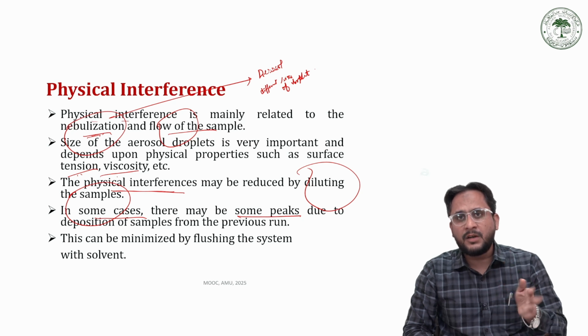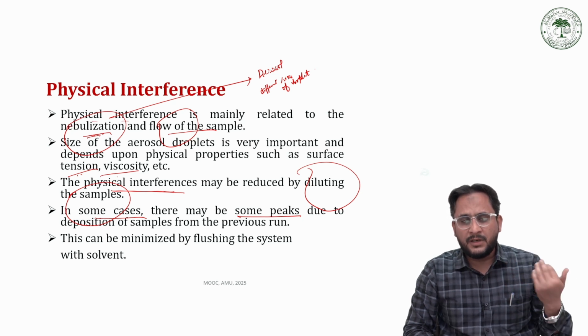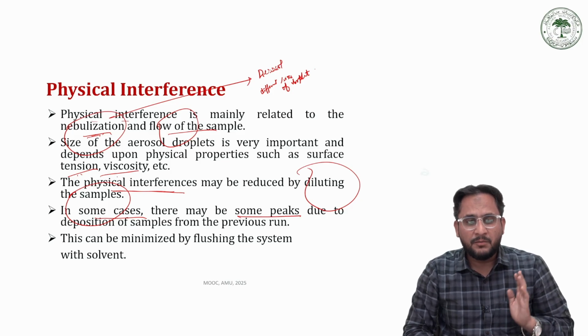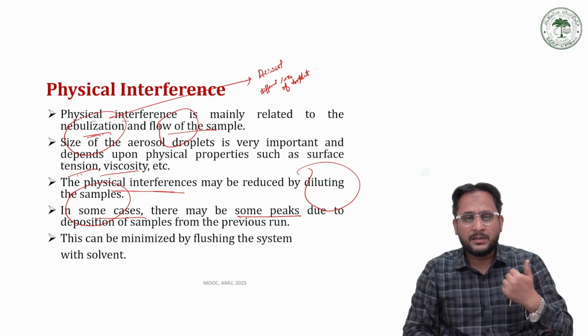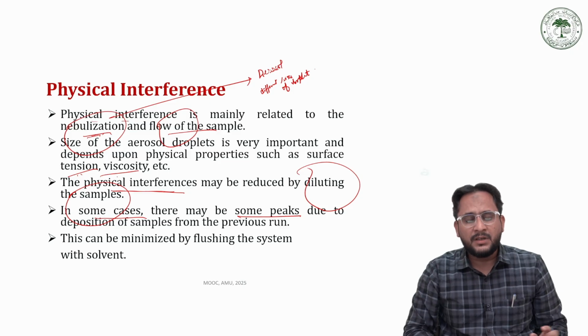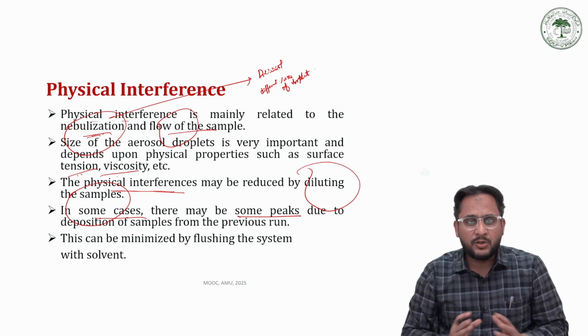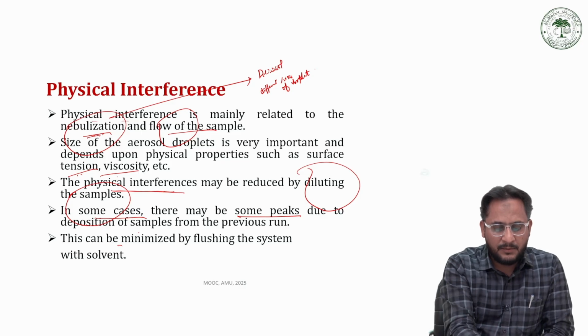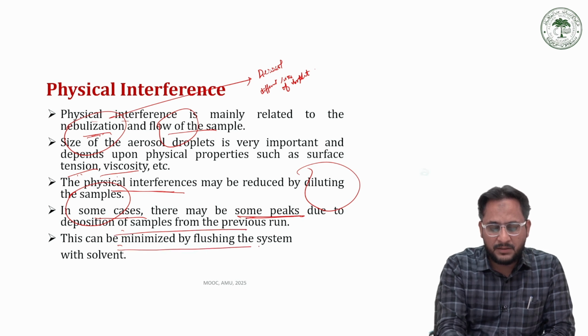Even in chromatographic techniques, or these spectroscopic techniques, we always do blank sample runs between two individual sample analyses, so that the traces of the previous sample are completely removed and the analysis is free from physical interferences. This type of interference, which is due to peaks from the previous run, can be minimized or completely prevented by flushing the system with solvent.